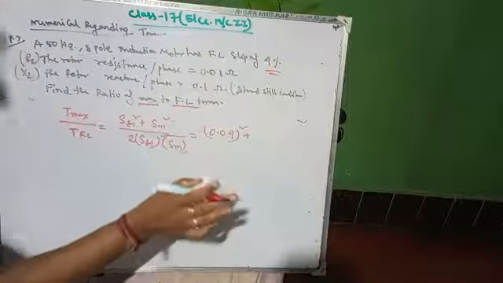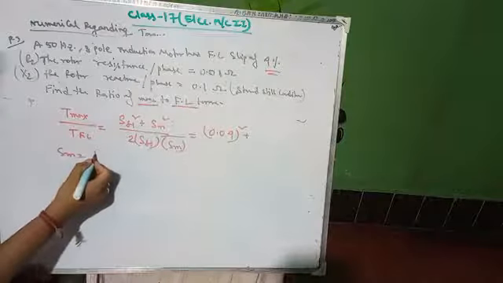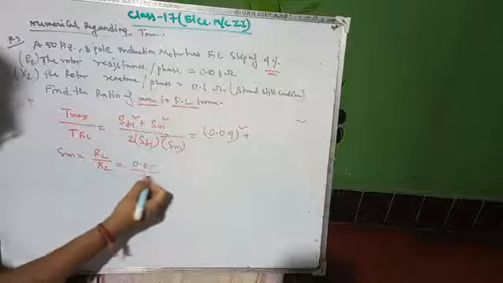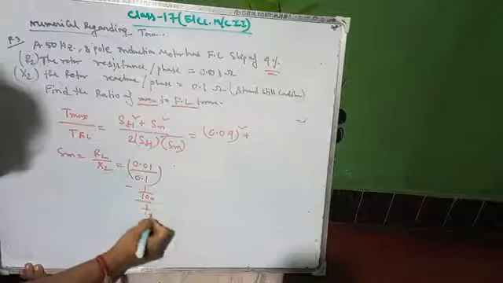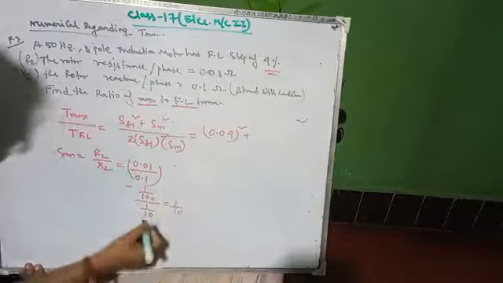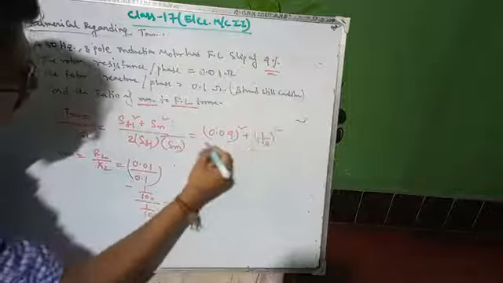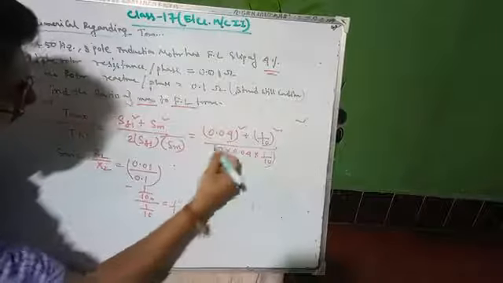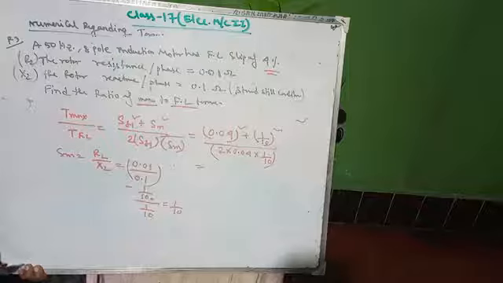I am using the per unit value, so always try to use the per unit value. And Sm you have to find. Sm equals nothing but this ratio R2 by X2. R2 equals 0.01 and X2 equals 0.1. So 1 by 100 by 1 by 10, that will be 1 by 10, right? So Tmax by TFL equals (1 by 10) square plus (0.04) square, divided by 2 into 0.04 into 1 by 10. You can calculate it. After calculating you get 1.45, okay? So 1.45.